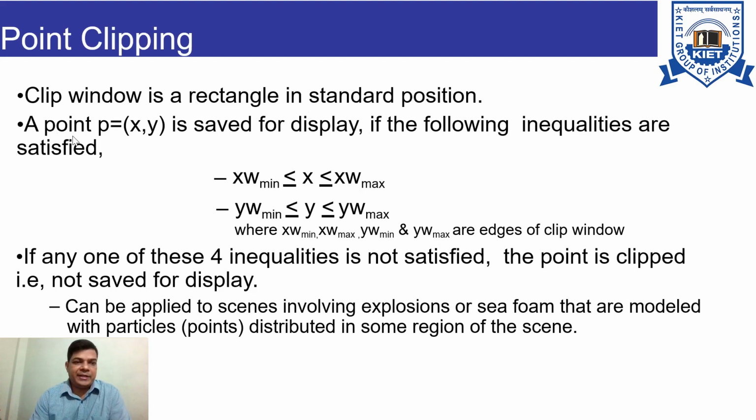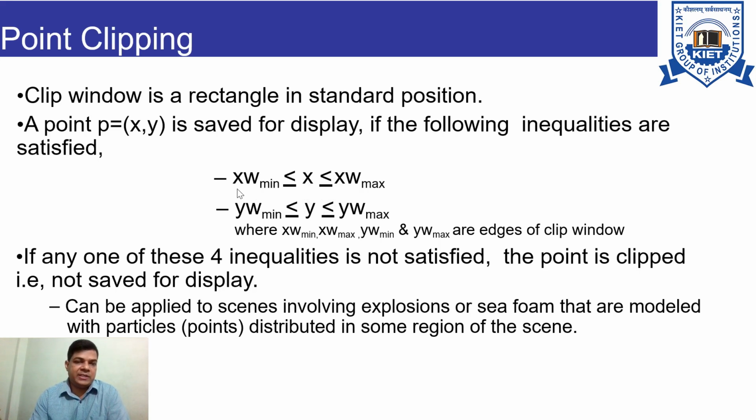Any point can be defined in terms of p is equals to x comma y. So normally the point that we are representing is on that two-dimensional coordinate system, and each and every point is having a value of x coordinate as well as the value of y coordinate. So the point p is equals to x comma y is saved for display if the following inequalities are satisfied. That means we are substituting the value of the point in these two inequalities, and if these two inequalities are satisfied, we make the point for display.